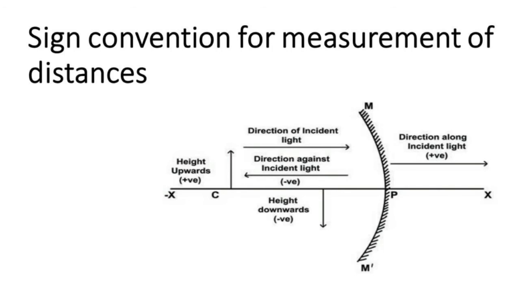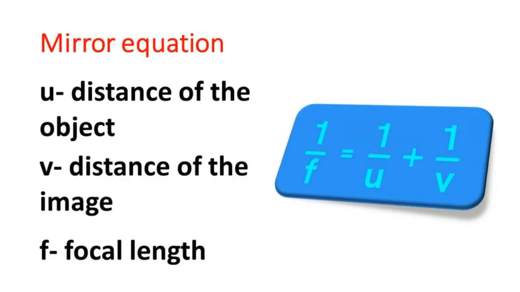All distances measured perpendicular to and above the principal axis are considered to be positive, and all distances measured perpendicular to and below the principal axis are considered to be negative. This sign convention for spherical mirrors we will use for problem sums. It is very important. Let's learn the mirror equation.